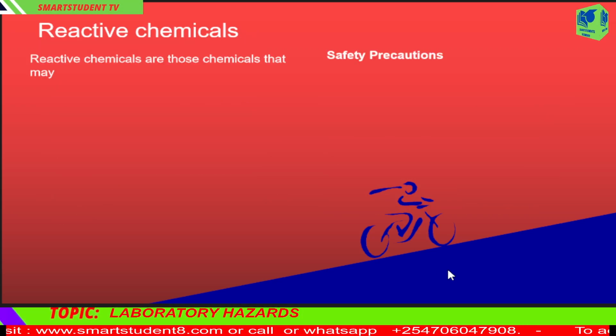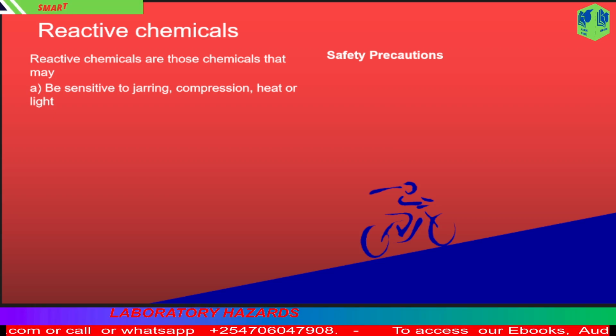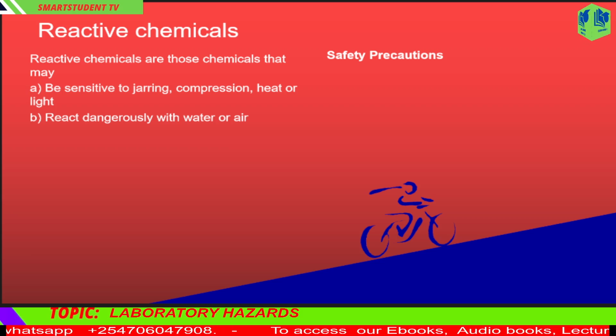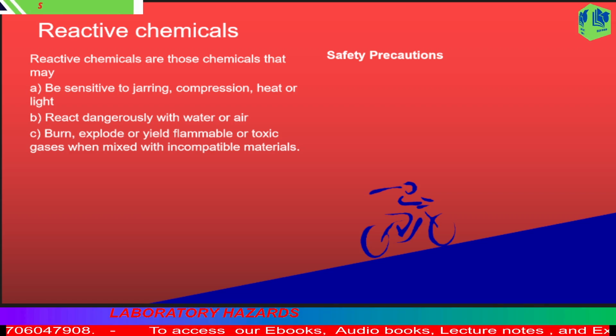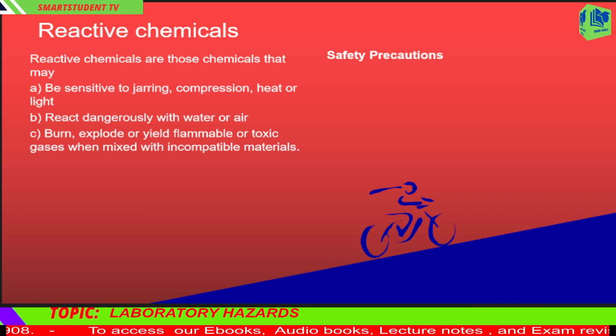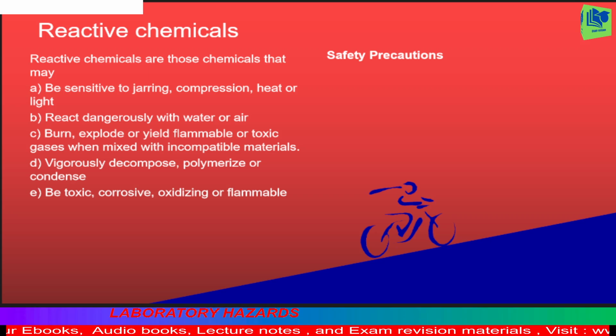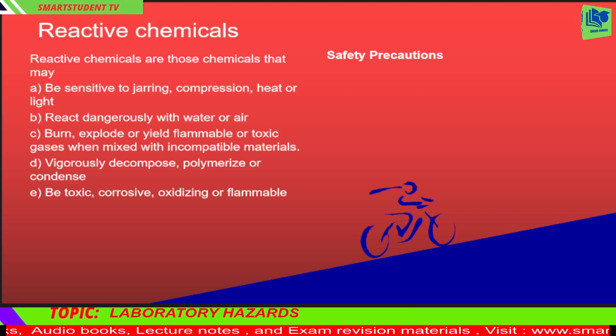B. Reactive chemicals. Reactive chemicals are those chemicals that may: A. Be sensitive to jarring, compression, heat, or light. B. React dangerously with water or air. C. Burn, explode, or yield flammable or toxic gases when mixed with incompatible materials. D. Vigorously decompose, polymerize, or condense. E. Be toxic, corrosive, oxidizing, or flammable. NB. Some chemicals may not be dangerous when purchased but may develop hazardous properties over time.